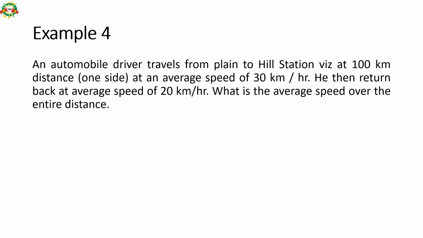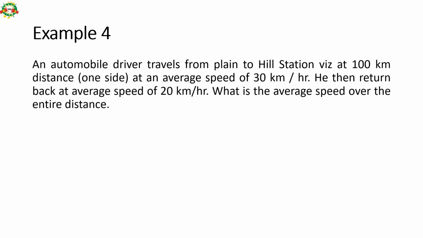An automobile driver travels from a plain to a hill station, a 100-kilometer distance one side, at an average speed of 30 km per hour. He then returned back to the same place at an average speed of 20 kilometers per hour. What is the average speed over the entire distance?